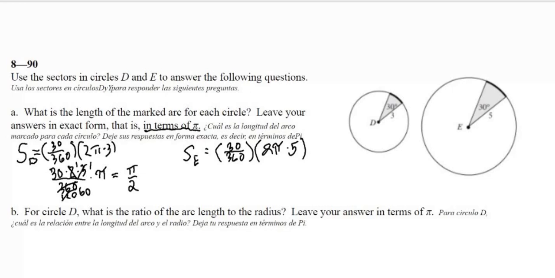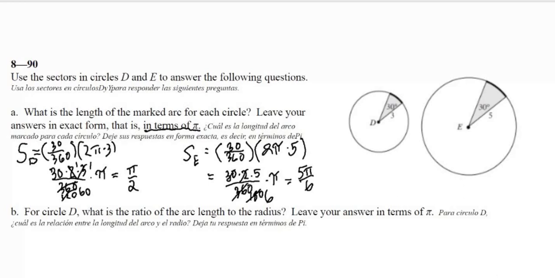Okay. For this problem, I'll do the same method. So I'm going to write all the numbers together. 30 times 2 times 5 all over 360, and then multiplied by pi. On top, I'll divide by 2 first. 180. Then I'll divide by 3. That makes the bottom into 6. So this becomes 5 pi over 6. And now I have my lengths of my arcs.